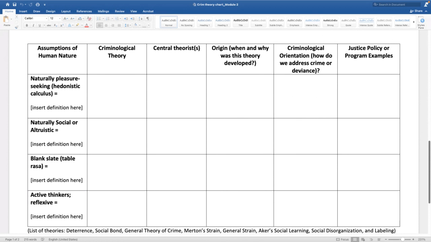For the first assumption, to assume that humans are naturally pleasure-seeking, or what is referred to as hedonistic calculus, is to say that people are self-interested and adhere to the pleasure-pain principle. This principle refers to the idea that people will seek to maximize pleasure while minimizing pain. This principle is what guides their behavior.